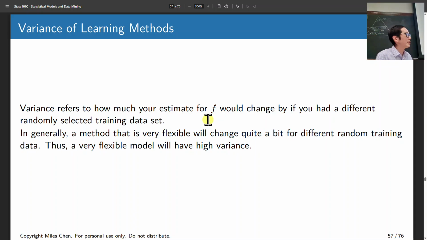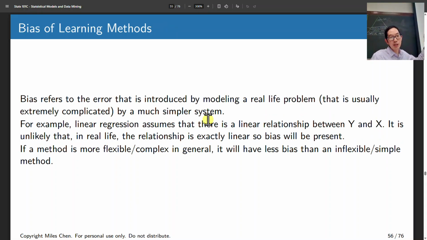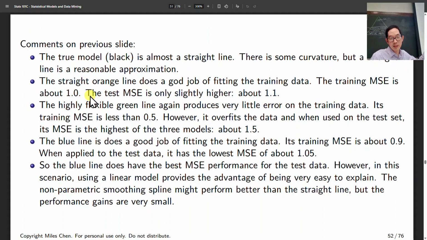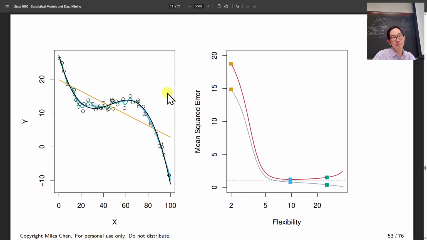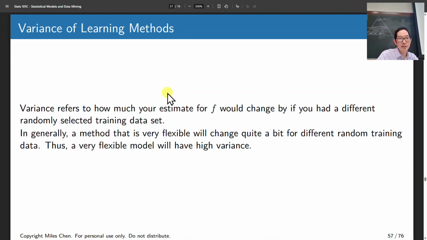So, you collected data, and if somebody else collected data from the same population, their values are going to be different from yours, right? And if you fit the same model, like you have this super complicated, highly flexible model, okay, your two flexible models will probably look quite a bit different from each other, okay? And so that's the variance, okay? So in general, a method that's very flexible will change quite a bit for different random sets of data, okay? So highly flexible models will have high variance, right?